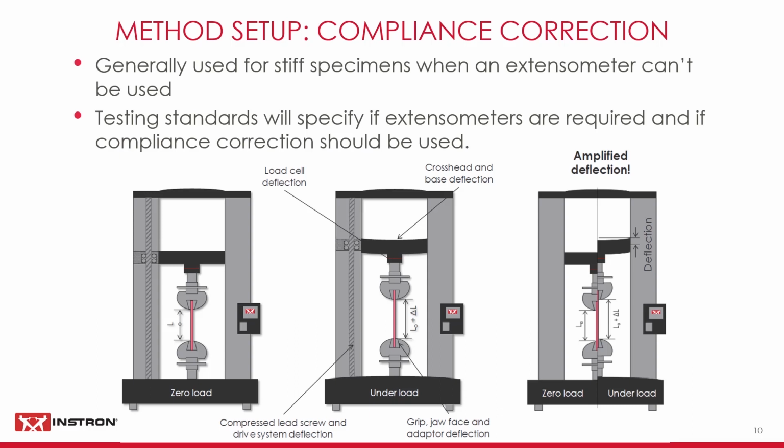It's important to understand that changing any component of a test setup will change the system's compliance. Different capacity load cells or utilizing different grips or fixtures will contribute different deflections. We have a white paper with more information and instructions on how to set this up in Bluehill Universal, which I'll provide as a handout for this webinar, and you can also find it on our website by searching for compliance correction.